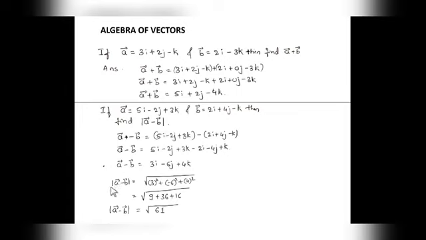So the magnitude of vector A minus vector B will be equal to the square root of 3 squared plus (minus 6) squared plus 4 squared. That will give us 3 squared is 9, minus 6 squared is plus 36, 4 squared is 16. If I add all these three quantities, I'll get 61. Square root of 61 is the magnitude of vector A minus vector B.